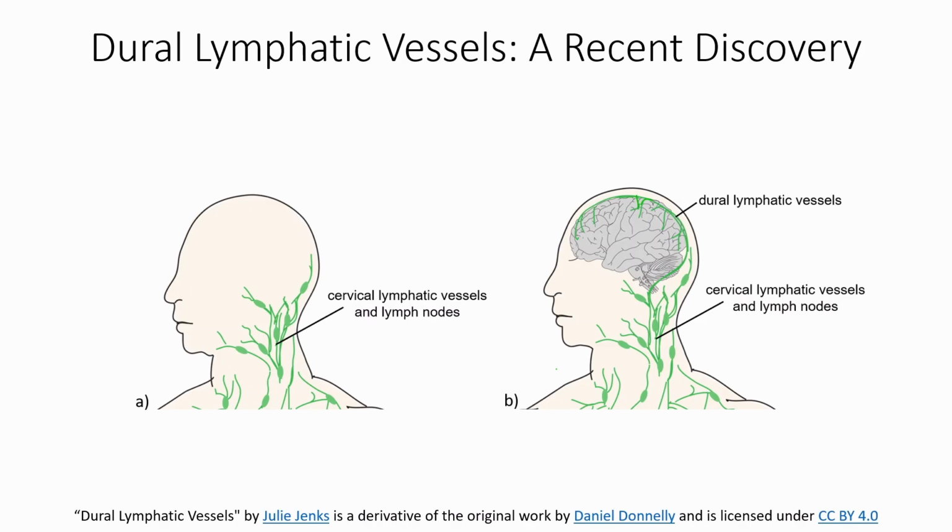There have been some recent discoveries with the lymphatic system as well, mainly talking about the dural lymphatic vessels. There are actually vessels that go up into the dura mater to link the lymphatic system with the brain.